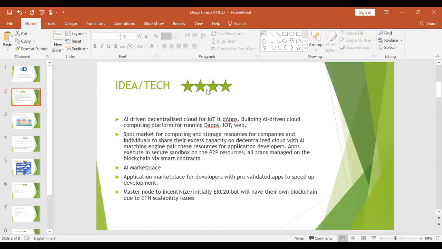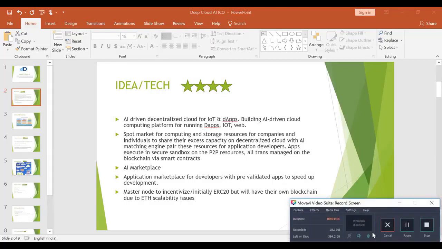So here is the technology, the idea. I have given them a 4-star rating here. So let's see what is DeepCloud AI and what problems it is solving. DeepCloud AI is an AI-driven decentralized cloud for IoT and decentralized apps. They are building an AI-driven cloud computing platform for running DApps, IoT and Web3 applications.